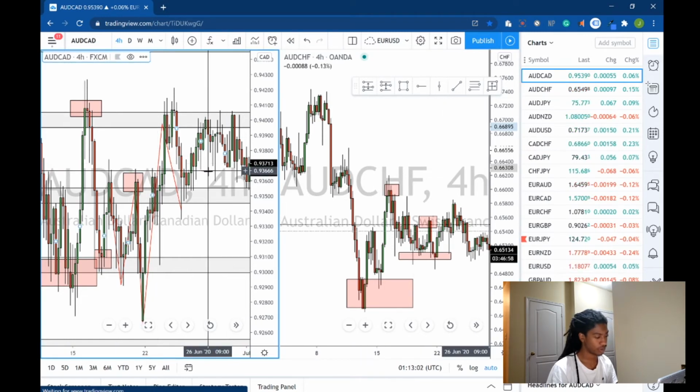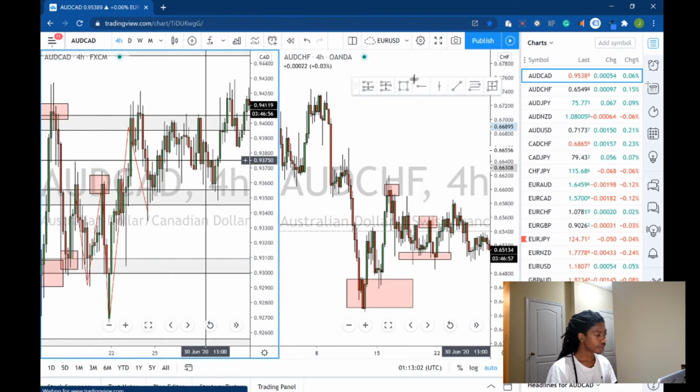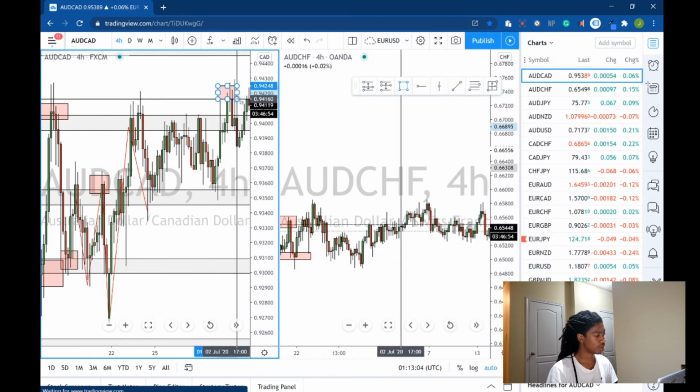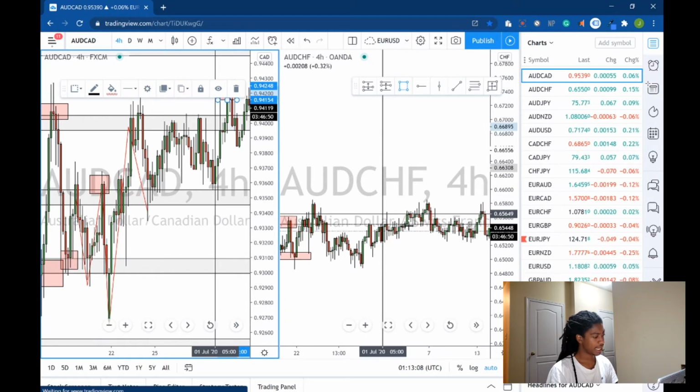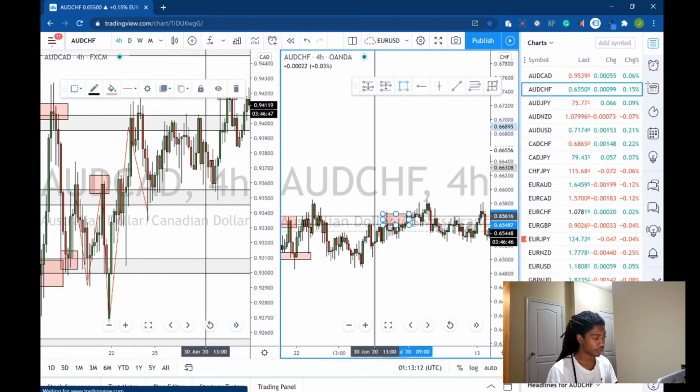Well, we're in June. What month are we in now? August. Here we have another high. Is this relevant on this chart here? Not so much, right? It is a consolidation area for this pair.